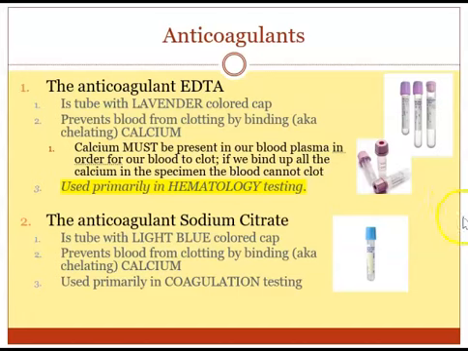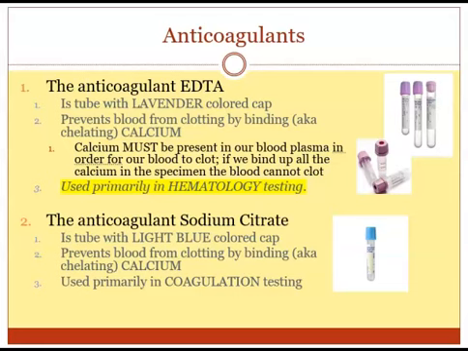Again, it's a purple top tube, and you have the examples over here on the far right hand side. You can have larger volume tubes, little short tubes, or you can have these little micro tubes that are usually used for finger sticks. Next up, we have our anticoagulant tubes that are sodium citrate.